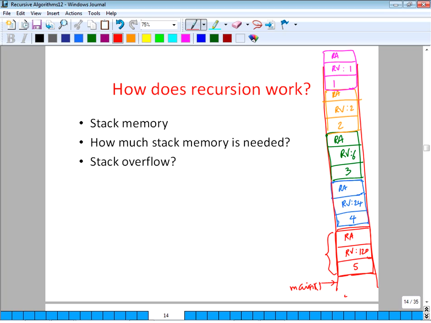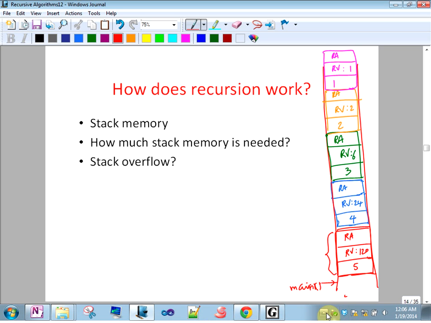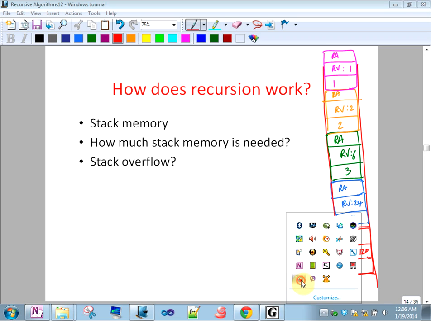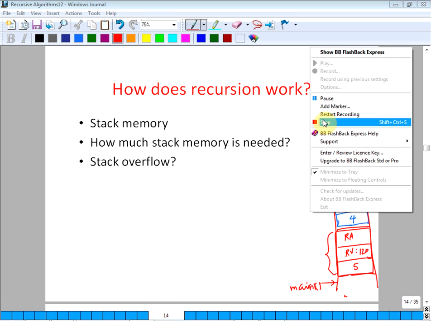So hopefully you get the big picture. The stack overflow doesn't happen now because stack memory grows dynamically, and more memory is allocated whenever you need it. Computer basics, okay.